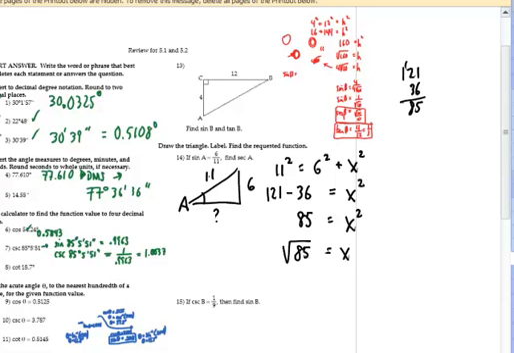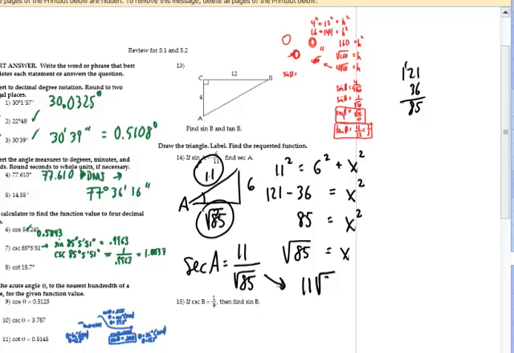So then you just put root of 85 here, and when it's time to find the secant, it deals with the adjacent side and the hypotenuse, but it would be the hypotenuse over the adjacent, and you would have to rationalize this ratio to get 11 root 85 over 85. That would be that secant ratio.